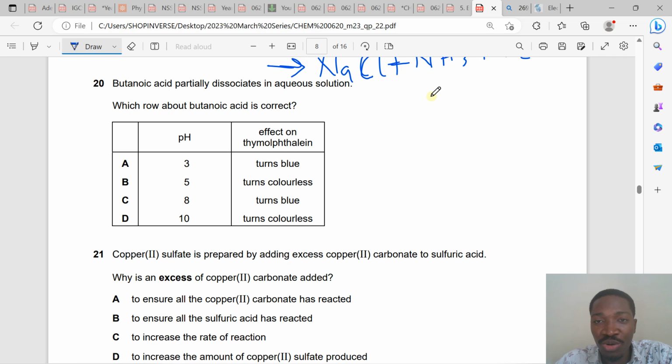So the pH would be less than 7, but close enough to 7 because it is an organic acid, and organic acids are weak acids. So pH 3, that's far from 7. 5 is good, 5 is close enough to 7. 8 is also close to 7, but is a base, so this does not match what we are talking about. We are interested in an acid, but an organic acid. So 5 is a close enough pH for an organic acid. And the effect on thymolphthalein, of course, turns colorless. That makes B the correct answer to question 20.